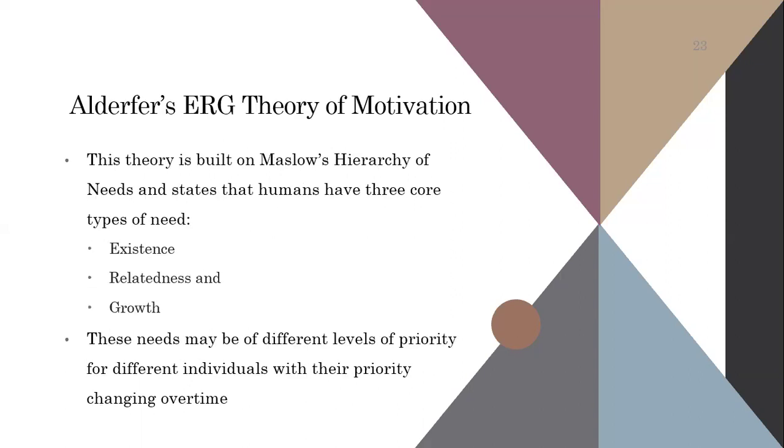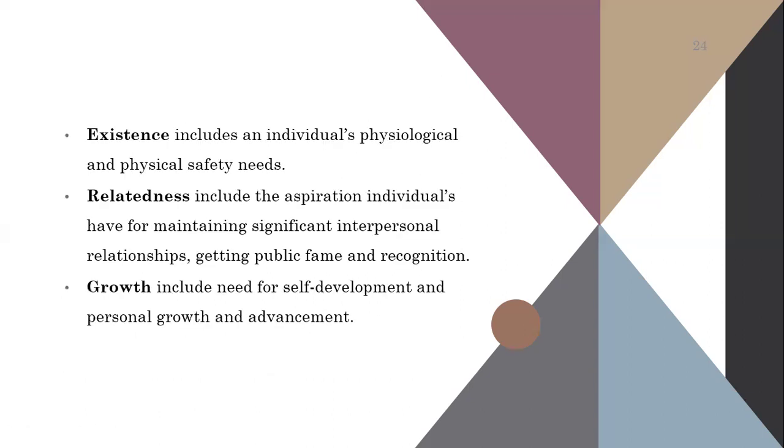So another theory was proposed, which is also known as Alderfer's or ERG theory of motivation. This theory is also built on Maslow's theory, and it states that humans have three core types of needs: existence, relatedness, and growth. E for existence, R for relatedness, and G for growth. These needs may be of different levels of priority for different individuals, with their priority changing over time.